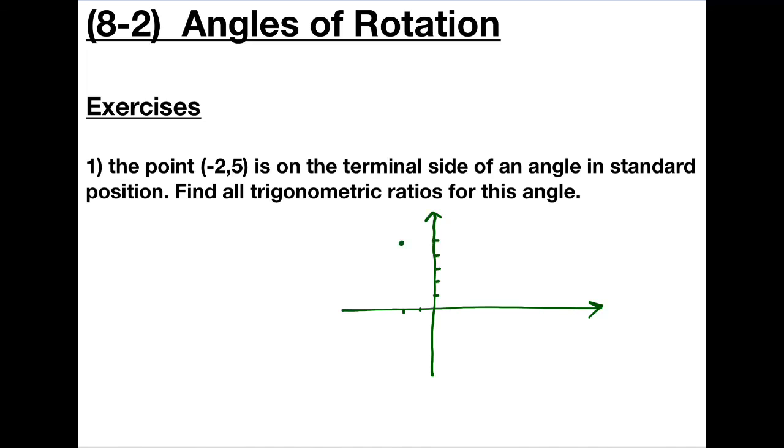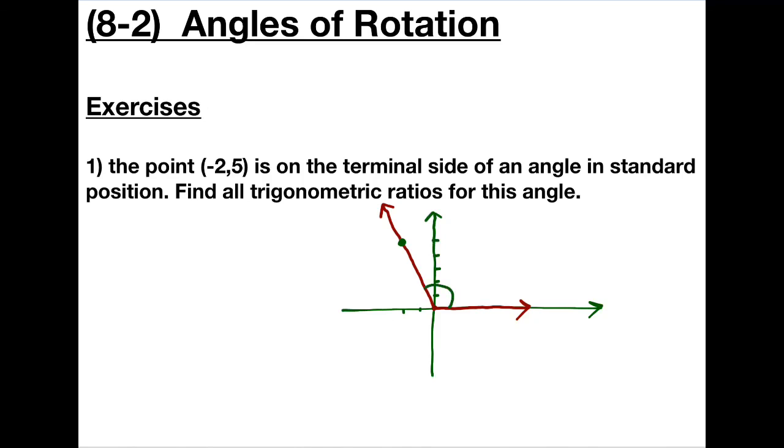All right. So we have an angle in a standard position. Remember, the vertex must be at the origin. The initial side is aligned with the positive x-axis. And the terminal side could be anywhere. So in this case, the terminal side is in the second quadrant, and goes through this point (-2, 5).